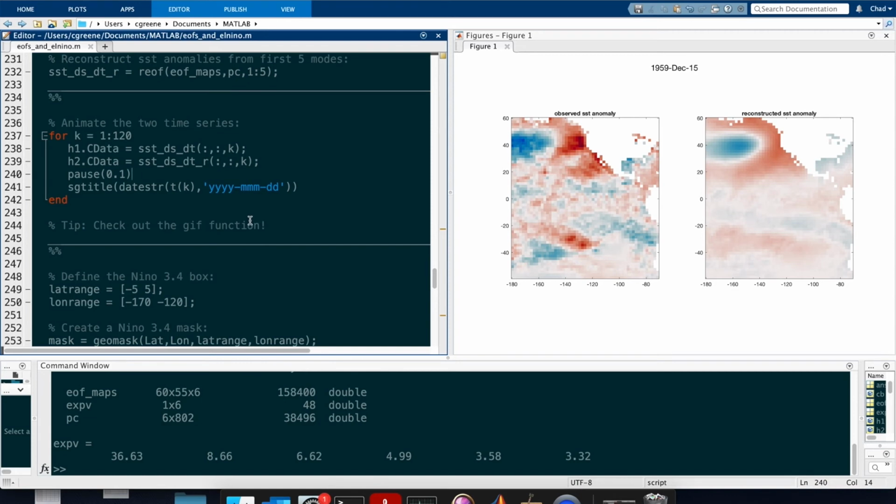As just a tip, check out the GIF function. There's a GIF function in CDT which makes it really simple to generate GIFs from animations like this.